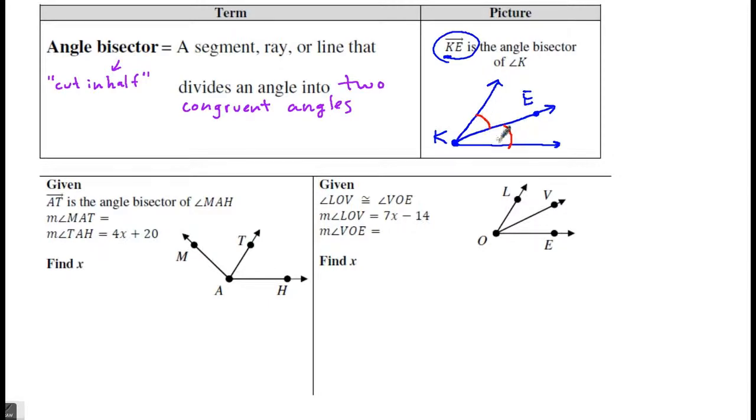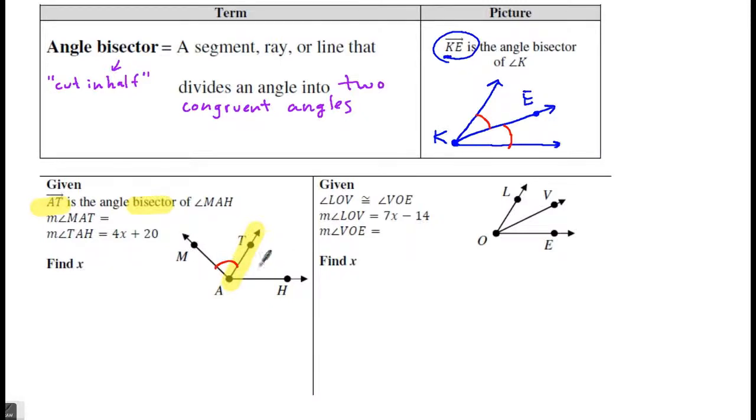So we're given the following. We got ray AT, that would be this one right here, is the angle bisector of angle MAH. So MAH is the larger angle here. So that's telling you that this is cutting it in half. So we know that this angle MAT equals this angle, because it's cut in half, so they're equal in value.